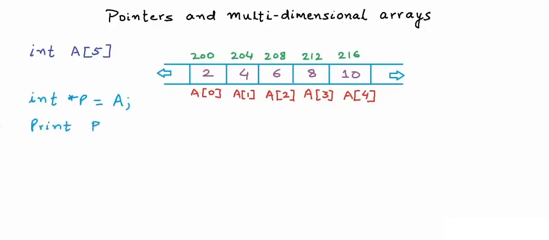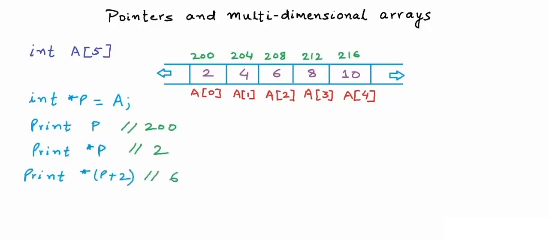If I would just try to print the address stored in p, and I'm not using the full printf statement here, my output will be 200. If I would simply try to dereference p, then output will be 2. If I would try to print something like *(p+2), then output will be 6.